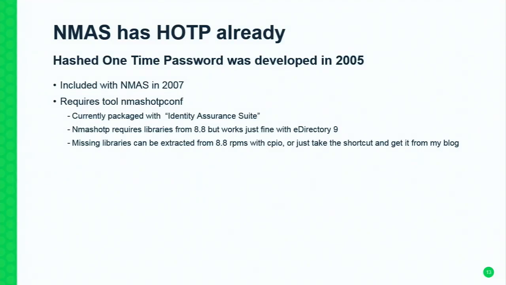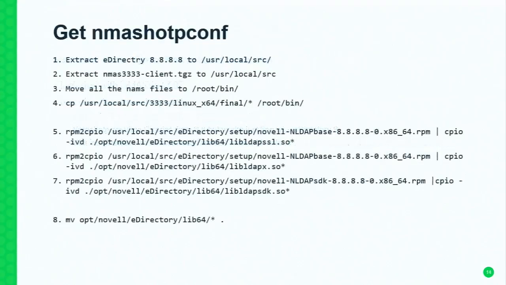But all it is, there's a utility called nmas HOTP conf. And I actually have it. So when you get the http.conf configuration, you can just extract it, you can run it, and what we're looking at here is actually how I got it to work. This is where I got the 8888 version and then had to extract things out of the eDirectory 8 RPMs to get the libraries I needed, so you didn't have to try to install all of 8 at once. Okay. All right. Then, like I said, once it's all configured, you'll have a counter and the raw secret.